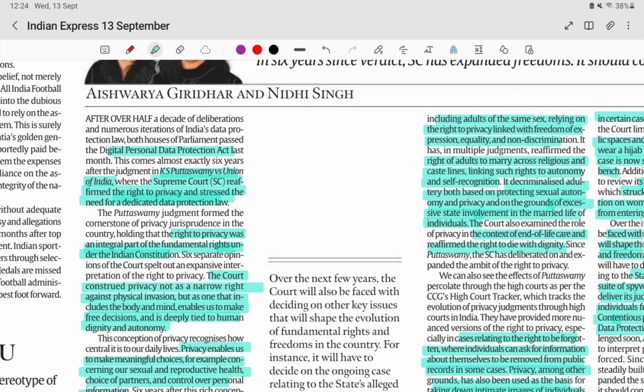So let's discuss. First, what is the right to privacy? We know what the right to privacy is about. The right to privacy is a personal right. It should not be published by others without the consent of the people. That is what is called the right to privacy.